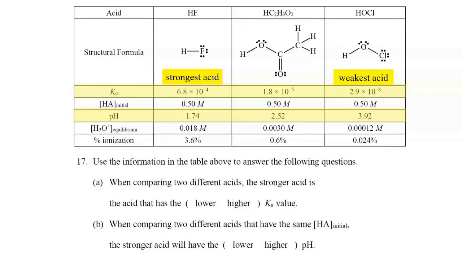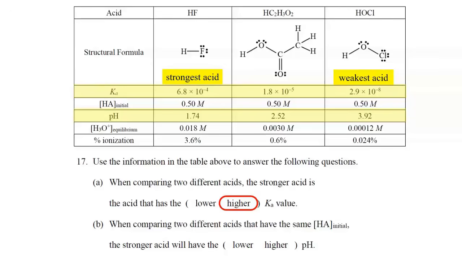Question 17. Use the information in the table above to answer the following questions. Part A. When comparing two different acids, the stronger acid is the acid that has the higher Ka value. Now focus on the pH. All three of these acids had a concentration of 0.50 moles per liter. Look at the three pH values. As we go from the strongest acid to the weakest acid from left to right across that table, we see that the pH of the strongest acid was 1.74, and the pH of the weakest acid was 3.92.